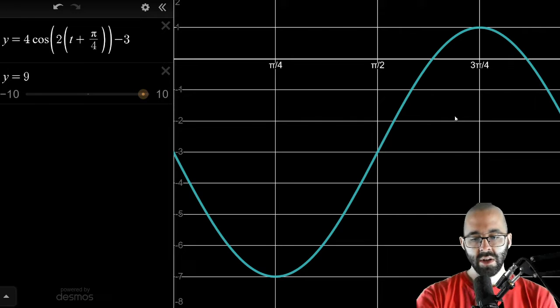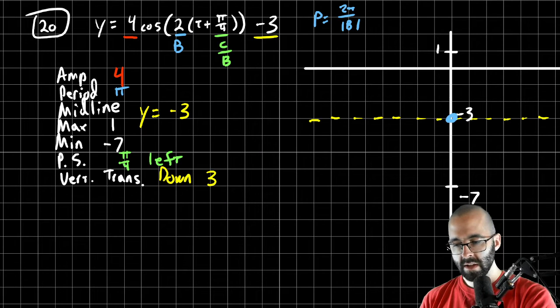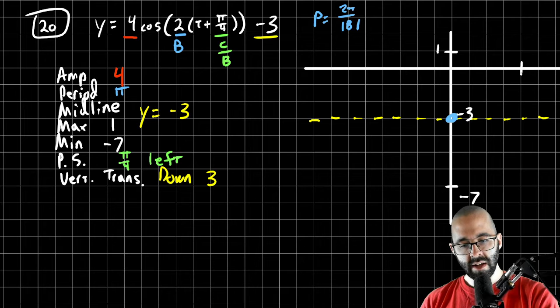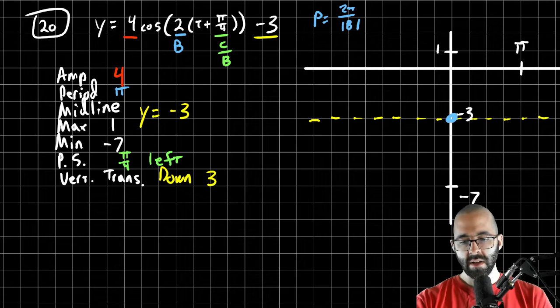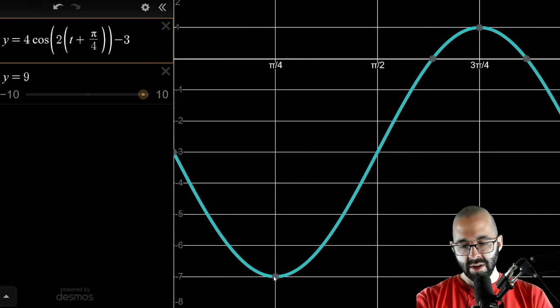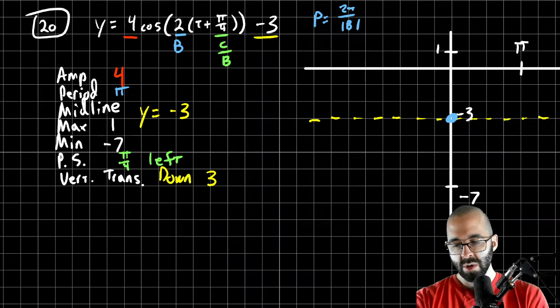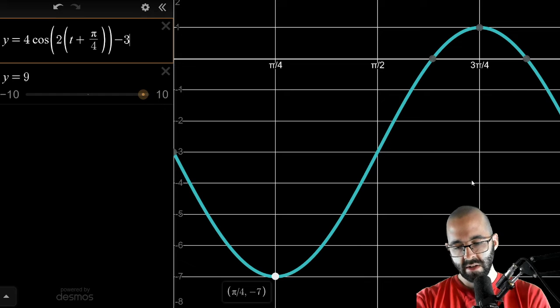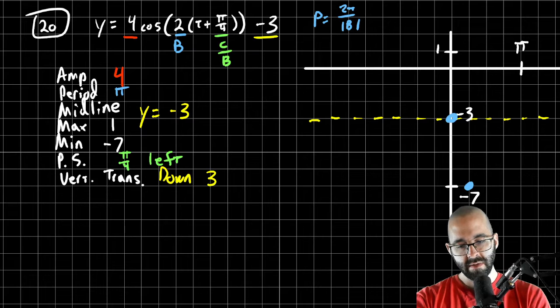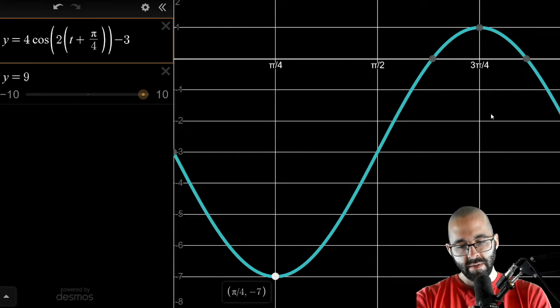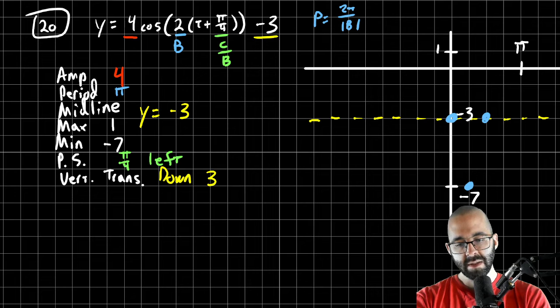One full period is a single pi. So let's count 4 squares and say that's our full period, pi. Well, then we start at the middle. At pi over 4, we're at -7. So a quarter, pi over 4, is right here. And then at pi over 2, we're at the middle again. At 3 pi over 4, we're at the maximum of 1. And then at pi, we're back to the middle.